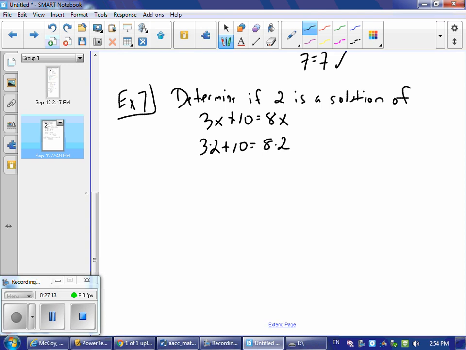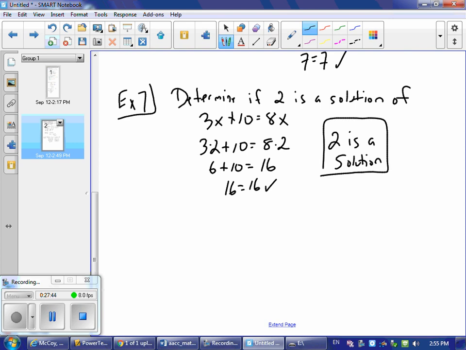We'll simplify now and see if this works. Order of operations on the left side of the equal sign. Okay, the equal sign separates these two, so we can do them separately. 3 times 2 plus 10. Got to do the 3 times 2 first. And I can do the 8 times 2 on the right. So now I get 6 plus 10 equals 16. 16 definitely equals 16. Therefore, 2 is a solution to the given equation. We have verified it.